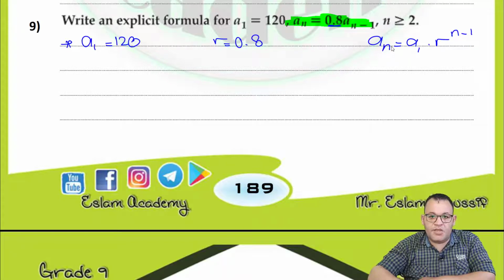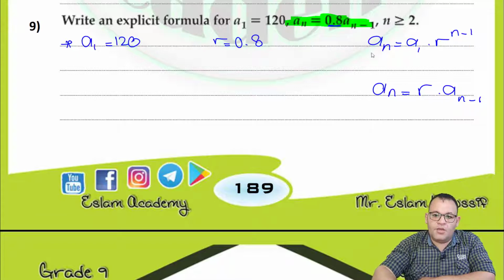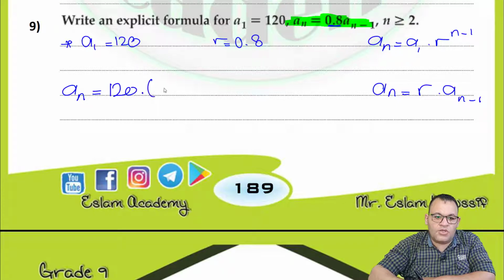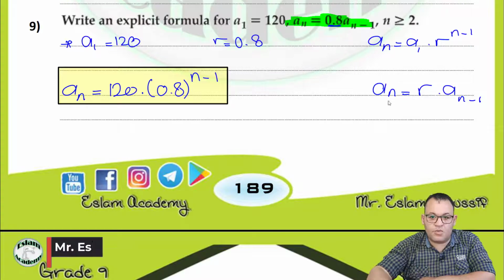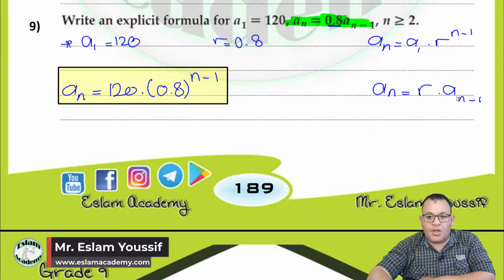Again, to remember the difference between them, we have two formulas for the geometric sequence and two formulas for the arithmetic sequence. The explicit formula for the geometric sequence is an equals a1 times r to the power n minus 1, and the recursive formula is an equals r multiplied by an minus 1. Now we write the explicit formula: an equals a1, which is 120, times r, which is 0.8, to the power n minus 1. That's the difference between the explicit formula and the recursive formula.